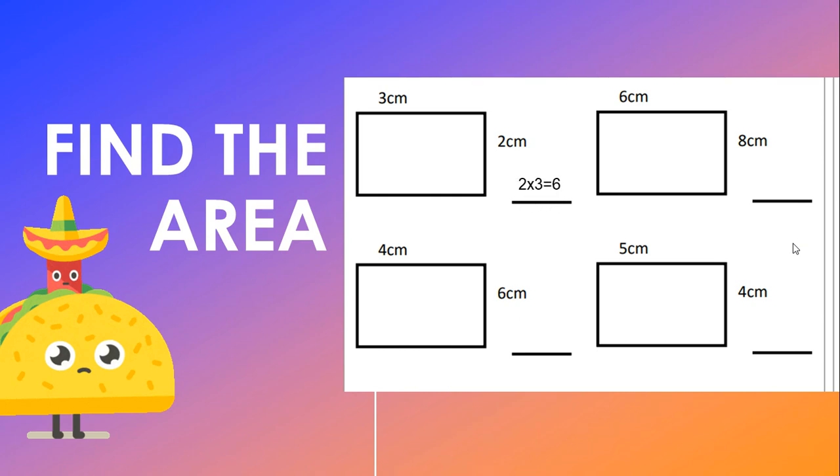The first one, you needed to multiply 3 times 2, which is the length times the width, or 2 times 3, which would equal 6. Did you get that correct? Nice. Okay, so let's do the next one.